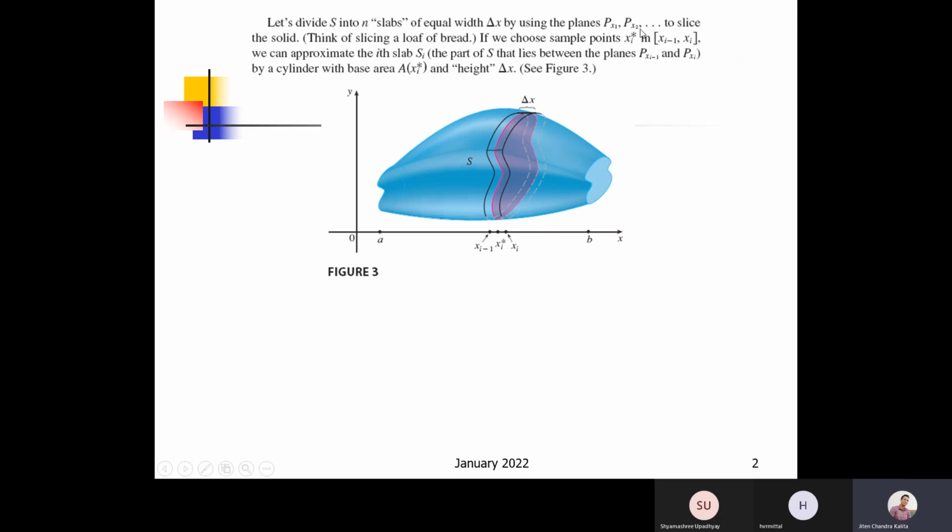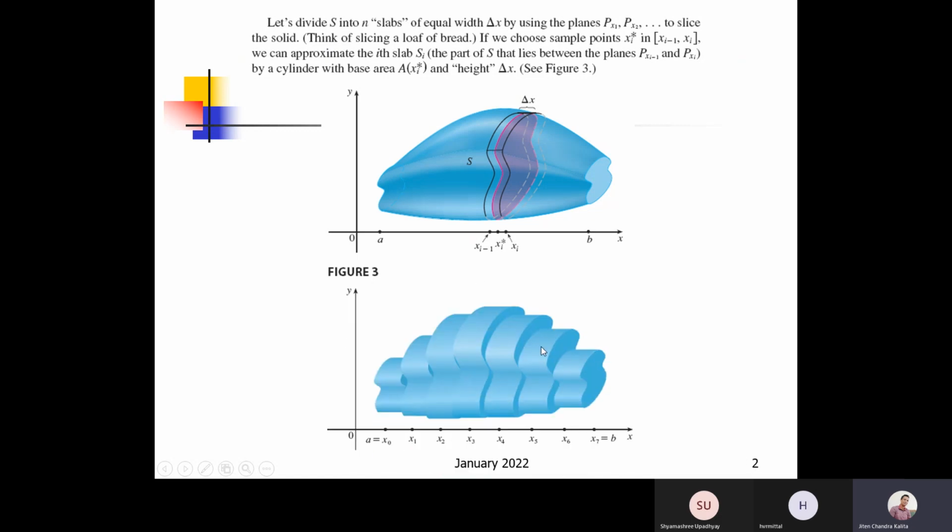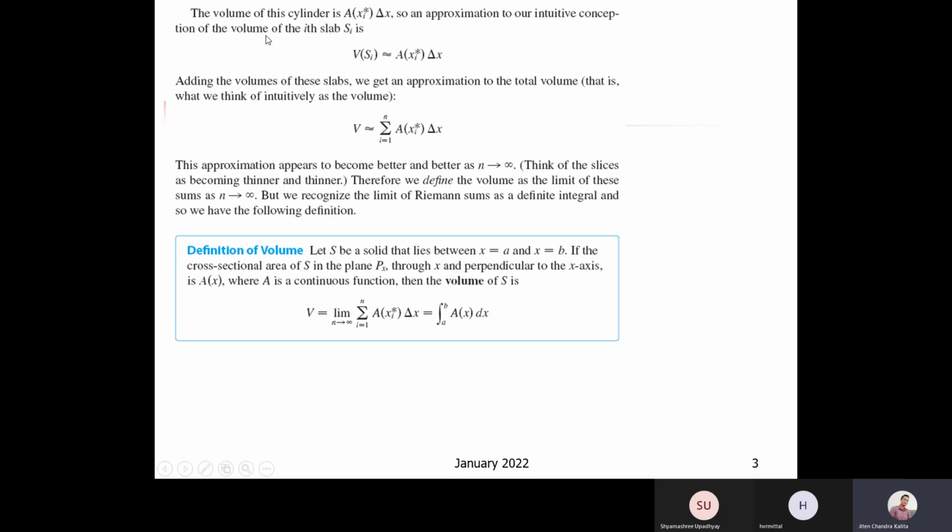So if we choose sample points xi star in the interval xi minus 1, xi, as I have told you, we can approximate the ith slab Si, the part of S that lies between the planes Pxi minus 1 and Pxi. So it is going to be shaped like this. And eventually I will have a situation like this. If I add up the volume of all these slabs, it is going to give me the volume of this solid.